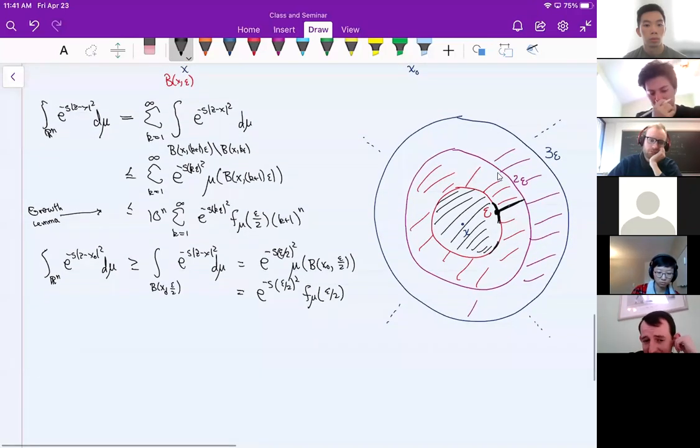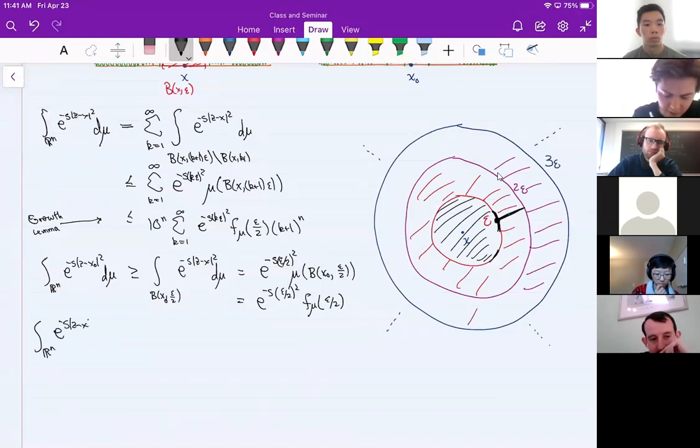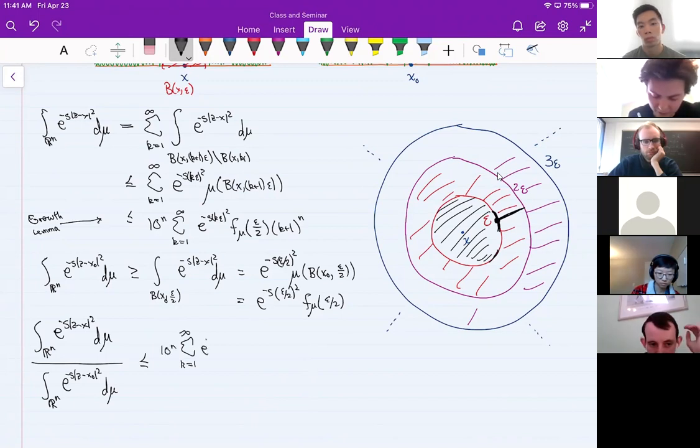To show that the integral on the left is eventually smaller than the one on the right, I can look at the quotient of these two quantities, and I can use the two estimates that I just proved. So it is less than or equal to the bound above.